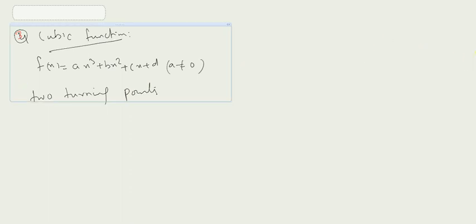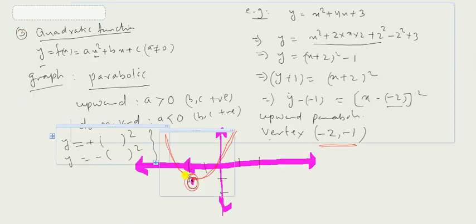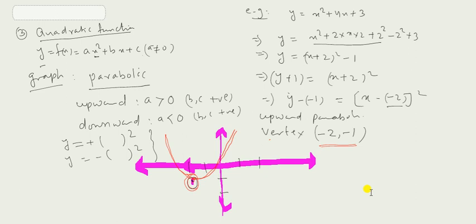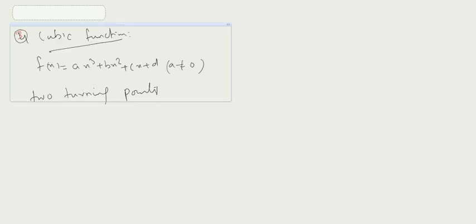Look at a parabola. Let's go back. Here the parabola has only one turning point, and this point is the turning point of this parabola. So a parabola has one turning point, and for a cubic equation I will have two turning points. It is not possible to make the table over here because these values are very large.